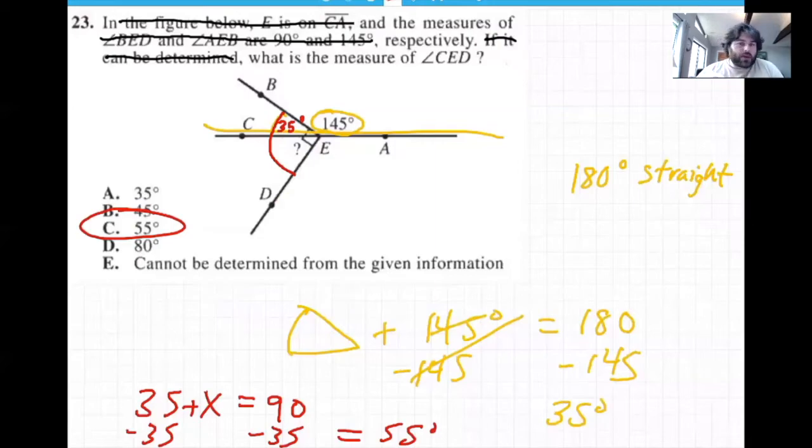Pretty straightforward there. We're utilizing the fact that for two angles that add to be 90, you just subtract one from the 90 to get the other, or for two angles that add to be 180, you subtract the one from the 180 to get the other. So pretty straightforward geometry problem there. And so there you go. Answer choice C is the correct answer.